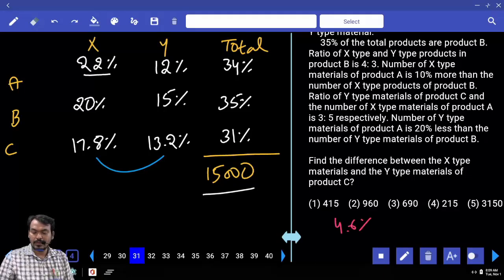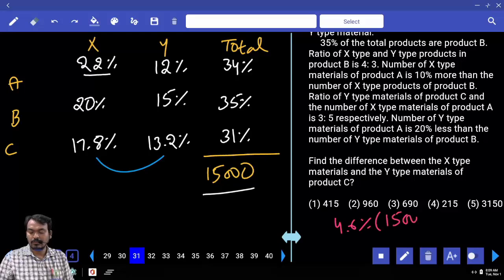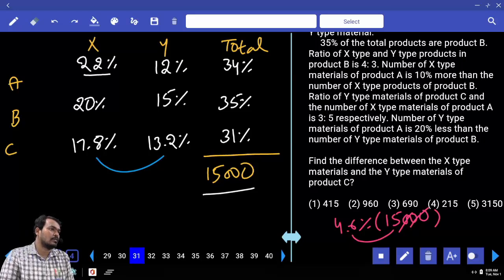4.6 of which value? 15,000. 4.6% of 15,000. First of all, percentage 2 zeros cancel. Next, 46 by 10 into 150. Again 0 also cancel. 46 into which one? 15. What is the 10 times? 460. 5 times means 230. Total it is 690.